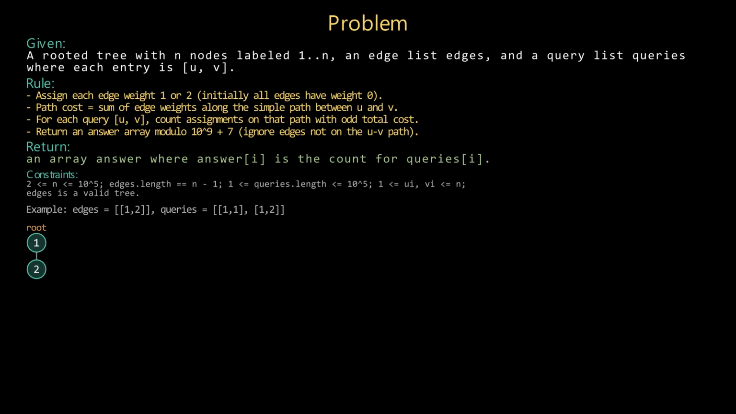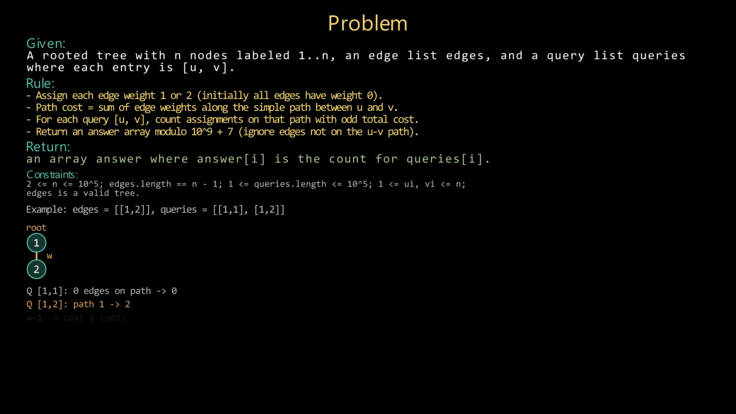Given a rooted tree with n nodes, an edge list, and a list of queries. Each query gives 2 nodes u and v, assign each edge weight 1 or 2. For every query, count how many assignments on the path from u to v make the total cost odd. Return those counts in an answer array, modulo 10 to the 9th plus 7.